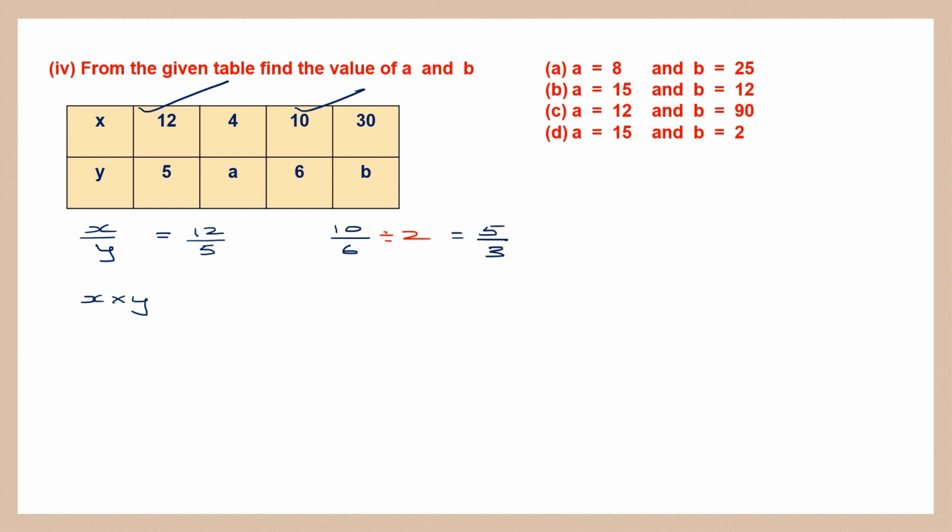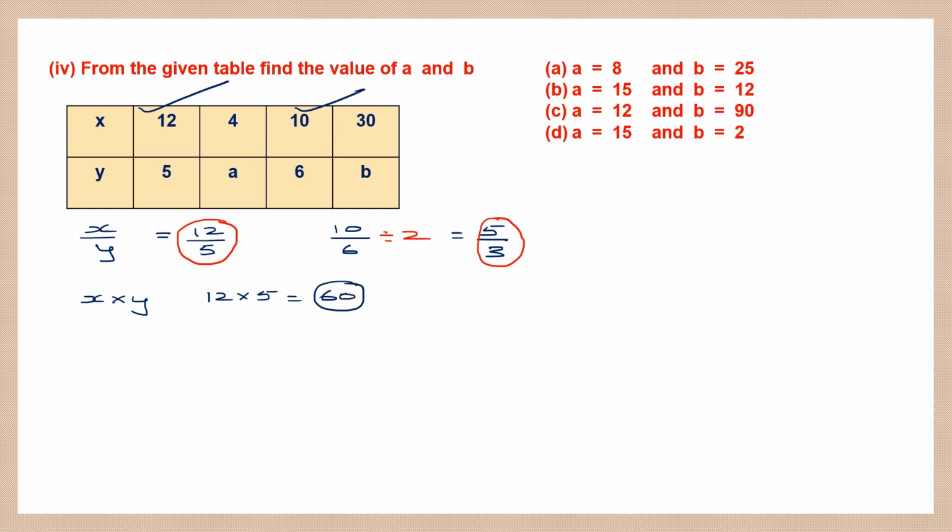Now can you see, here we have 12 by 5 and here we have 5 by 3. That means x by y is not a constant, so they are not in direct variation. Let's see if they are in indirect variation if we multiply. If they are in indirect variation, x into y should be a constant. Let me take again this first column, 12 and 5. Multiply 12 into 5. 12 into 5 is 60. So the first answer we got is 60.